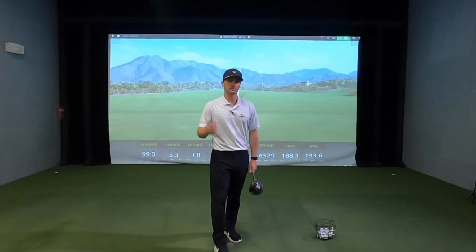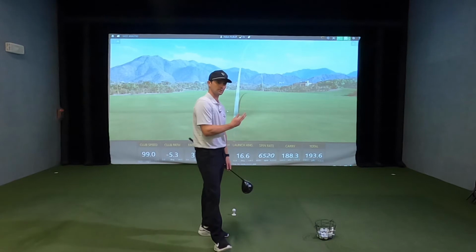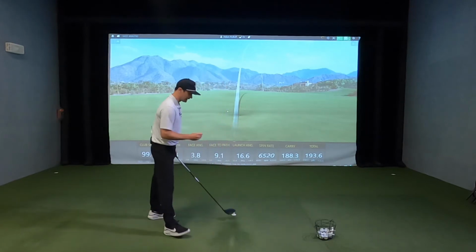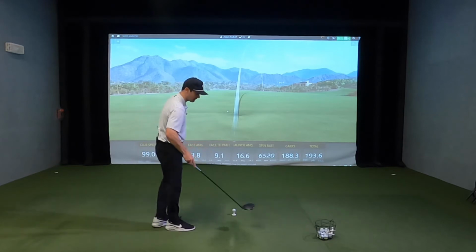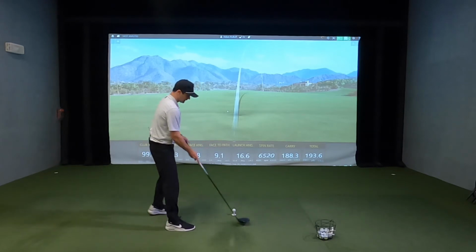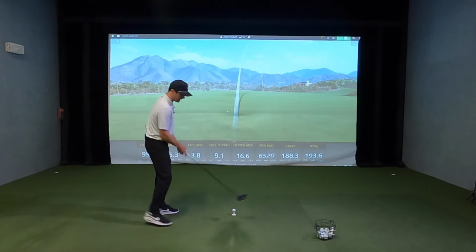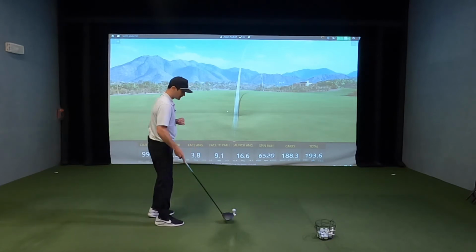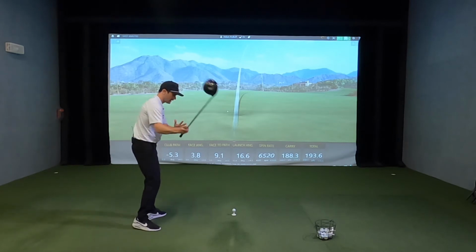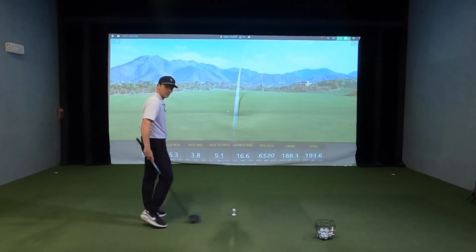Okay, let's talk about slicing. So what's happening when the ball's curving to the right? Likely the player's coming down steep and across, and then they're leaving the face open. You could also have a good swing path, but still leave the face open and it's slicing to the right. But let's talk about the player that comes over the top, down steep and across with the face open.